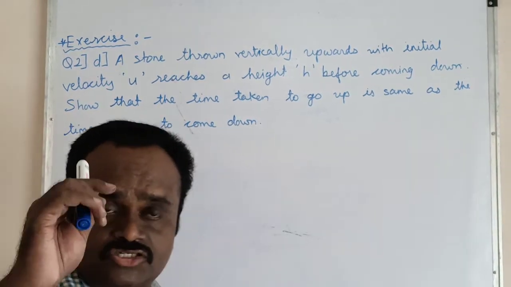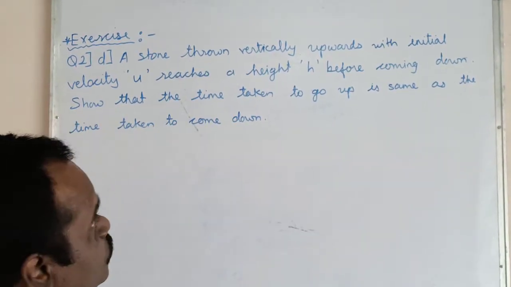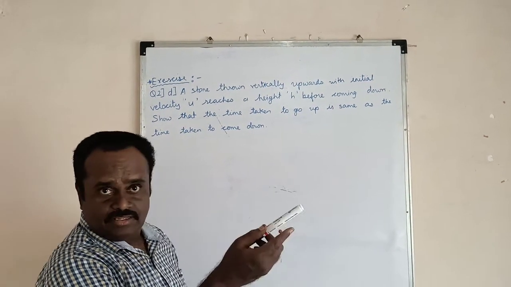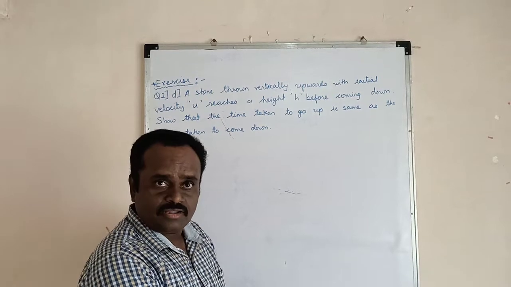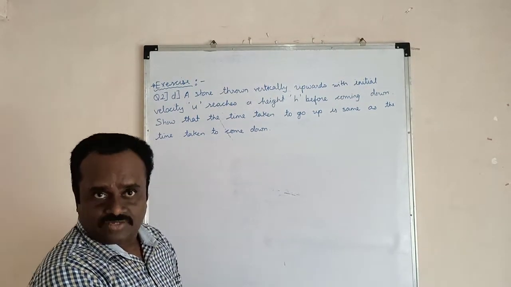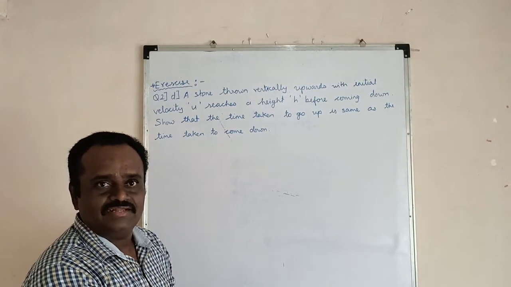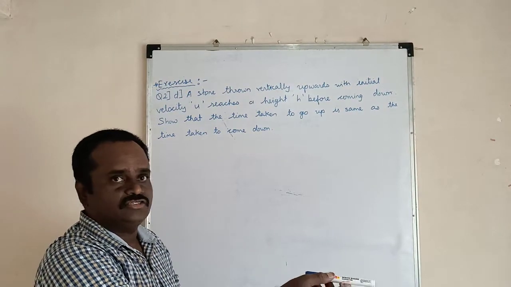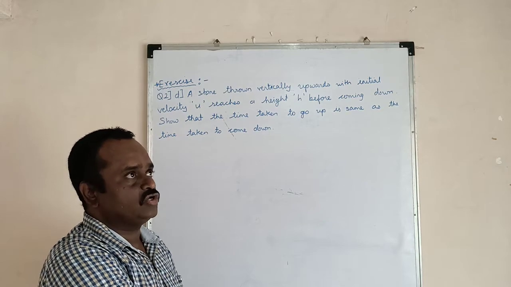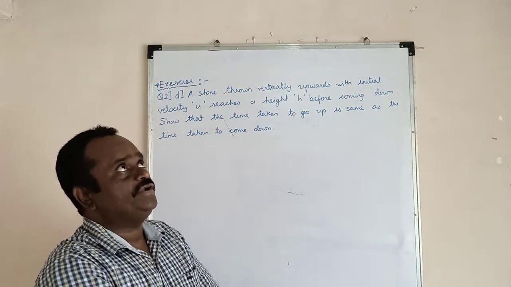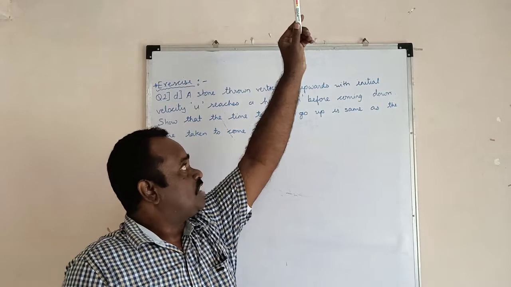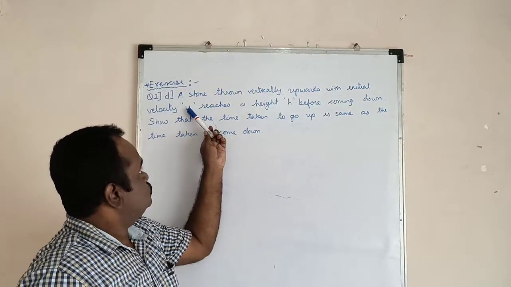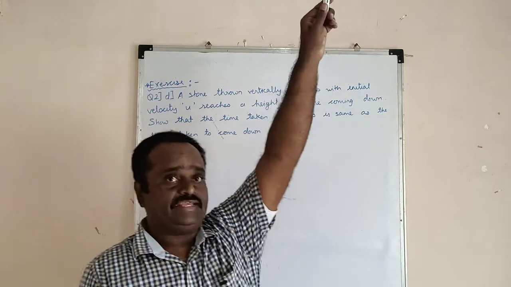Suppose this is a stone and it is thrown vertically upwards. Now I am giving it initial velocity u. It went to a particular height, vertically upward. Its initial velocity was u and it reached a height h.